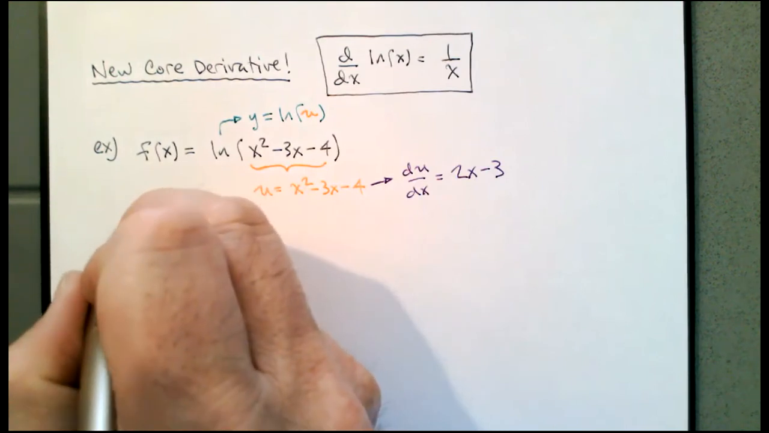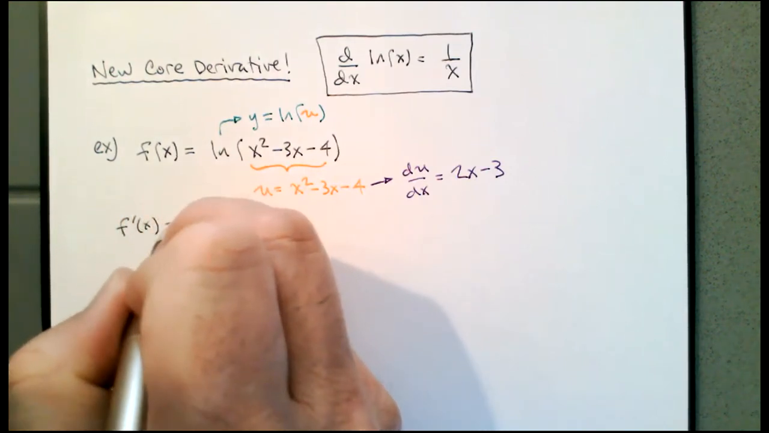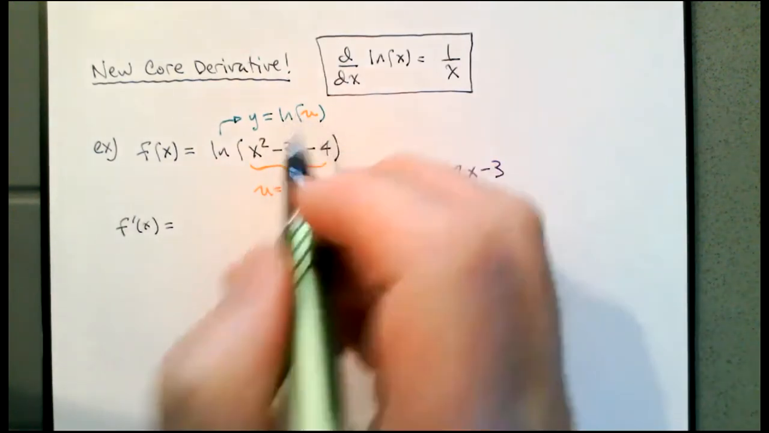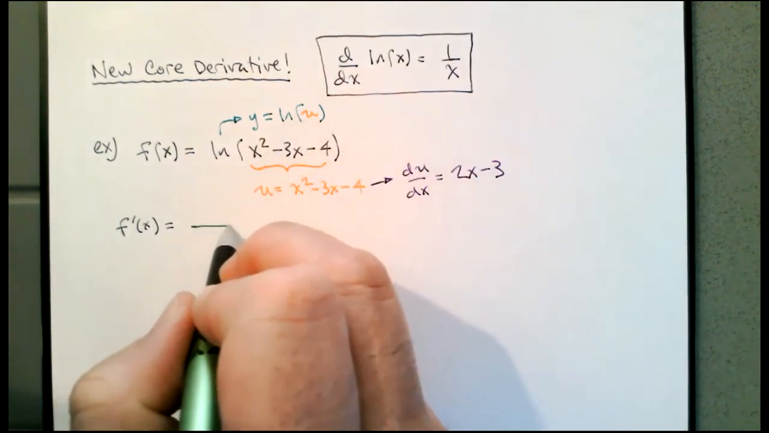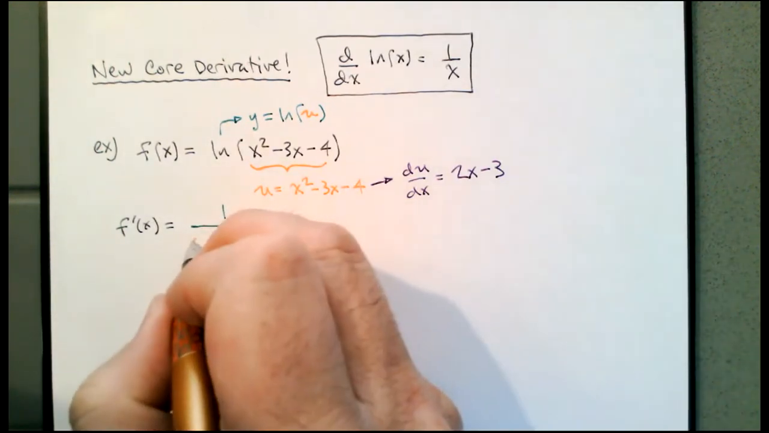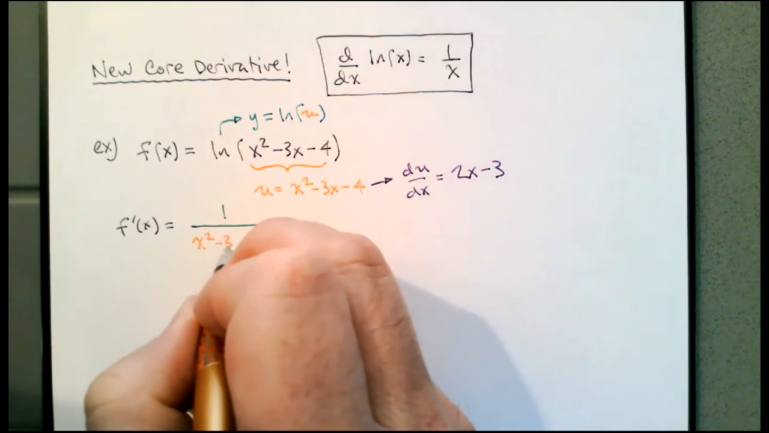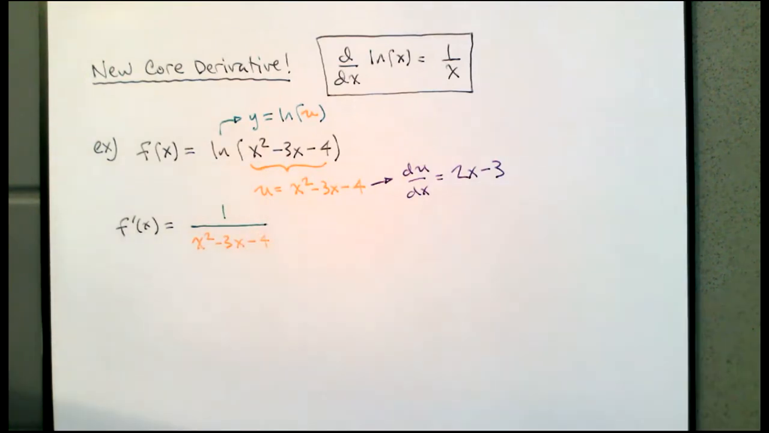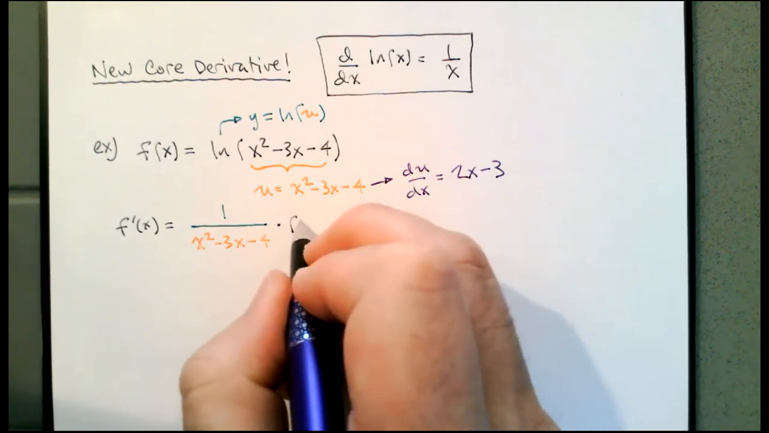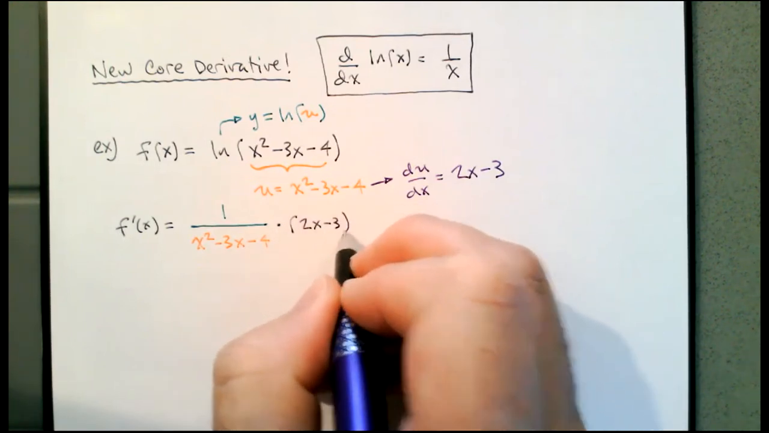F prime of x, we take the derivative of y with respect to u. The derivative of natural log of u is 1 over u, times the derivative of u with respect to x, which is 2x minus 3.